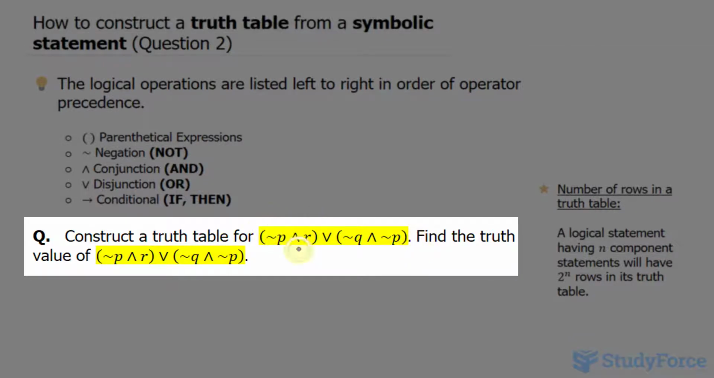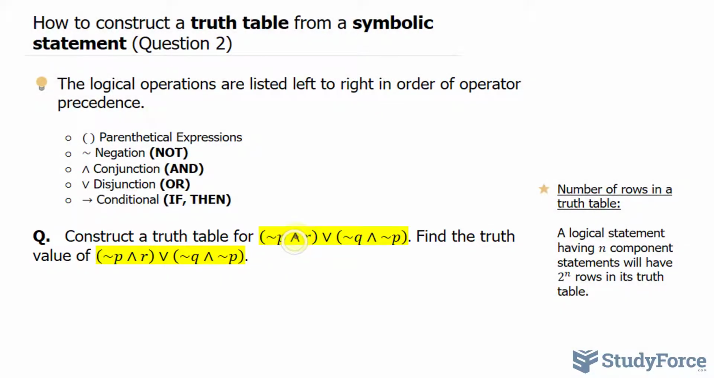First of all, you see parentheses, and within these parentheses you have this tilde symbol that means not P. So we have a statement P, whatever that is. This symbol right here represents a conjunction, or and. So not P and R. This symbol, which looks like a V, is a disjunction, or. And after that we have parentheses, tilde Q, not Q, and not P.